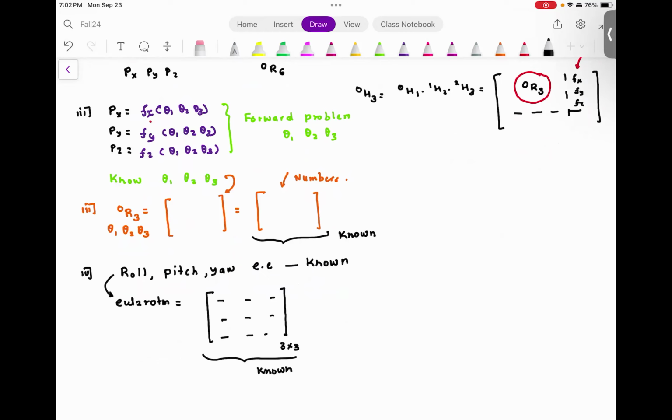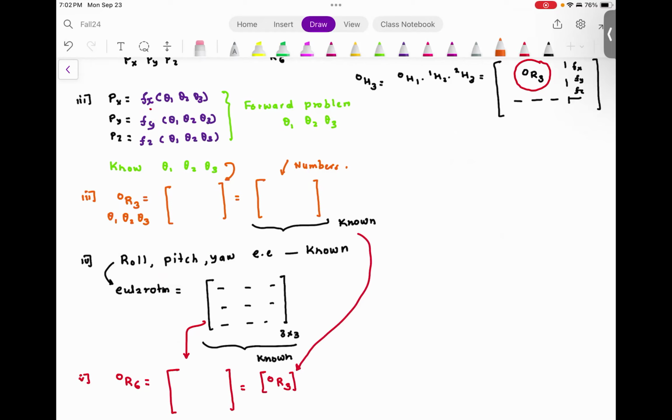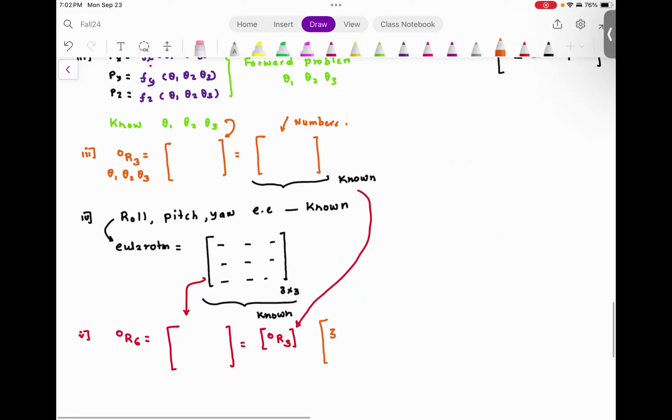Are you with me? Now the last thing that you will do is, let's write down 0R6, which is this guy, is equal to 0R3, which is this guy, multiplied by 3R6.